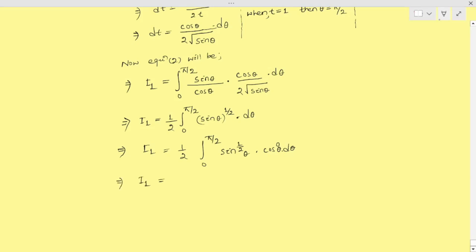I1 will be equal to 1 by 2, 0 to pi by 2 sine, here 1 by 2 can be written in the format of 2p minus 1. If I'm going to write in this format, then p will be how much? P will be 3 by 4. Already this type of things we have done in our previous question. If I put 3 by 4 over here, this will be 3 by 2 minus 1. 3 by 2 minus 1 means it will be 1 by 2, right?